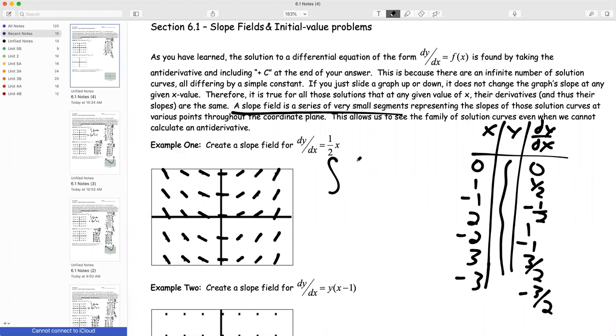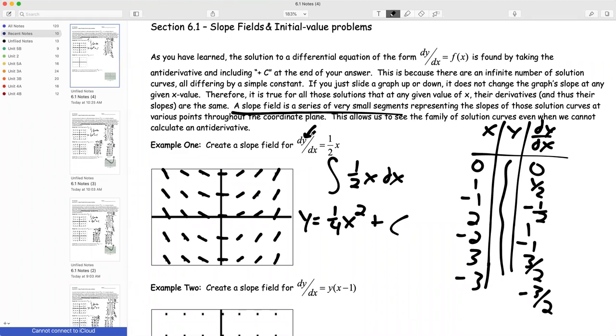So if I take the antiderivative of 1/2 x dx, the antiderivative of 1/2 x, I add 1 to the exponent and divide. That gives me 1/4 x squared plus my constant. And this is going to be y equals. So if my derivative is linear, that means my original equation was quadratic. It had a degree of 2, and a quadratic equation is a parabola.